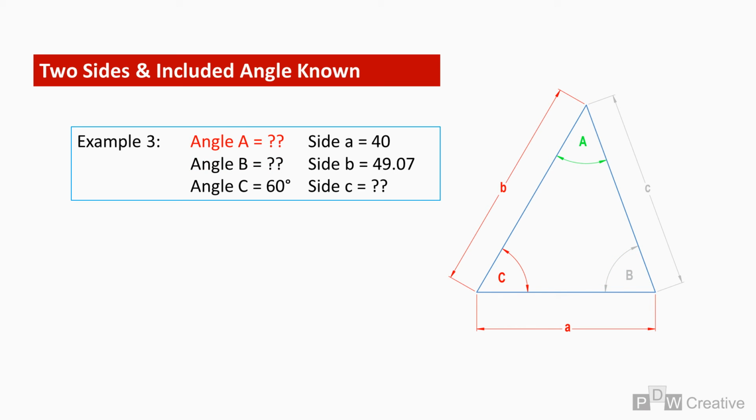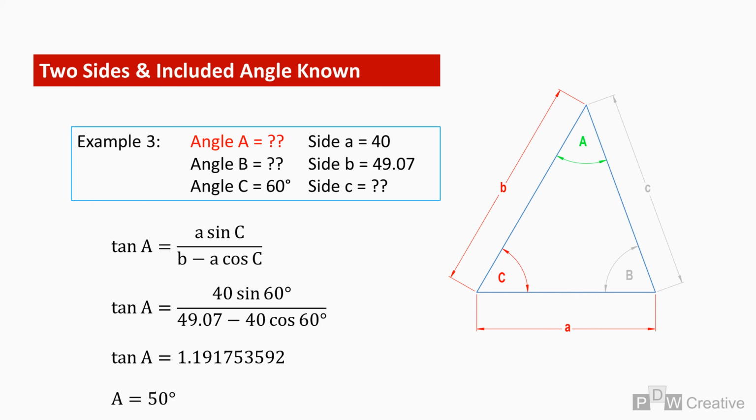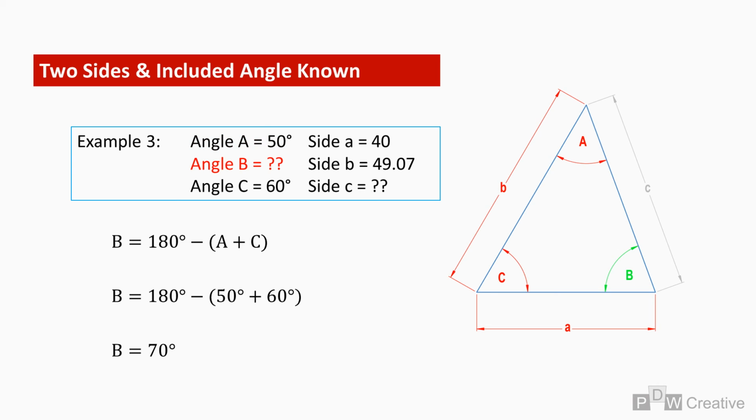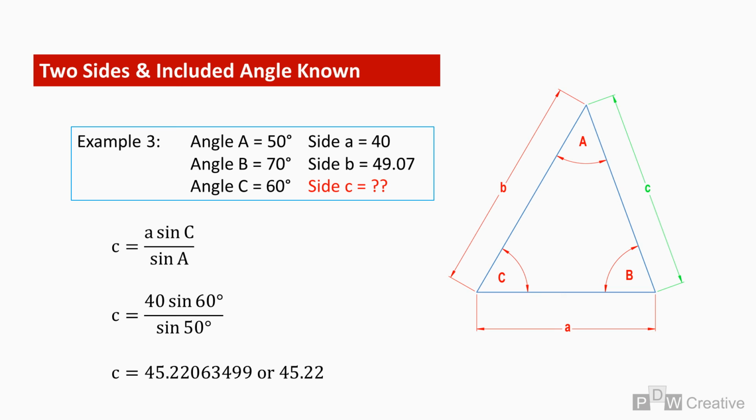There are other methods to calculate the angles. I'm not going to go into it in great detail here, but the tangent rule can be used in place of the sine and cosine rules. After application of the tangent rule, the missing angle can be calculated by deducting the two knowns from 180 degrees. The final side can be calculated by applying the sine rule to side C.